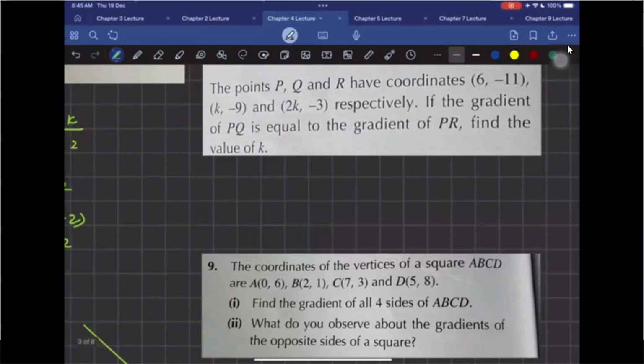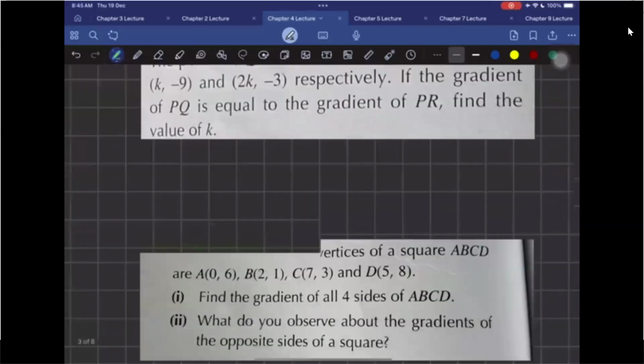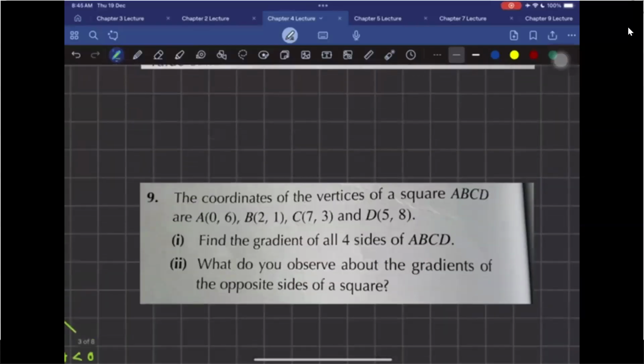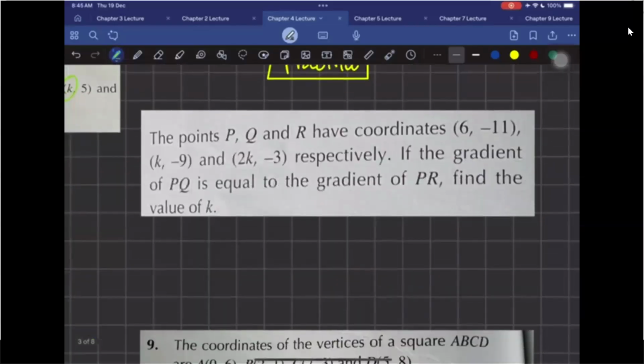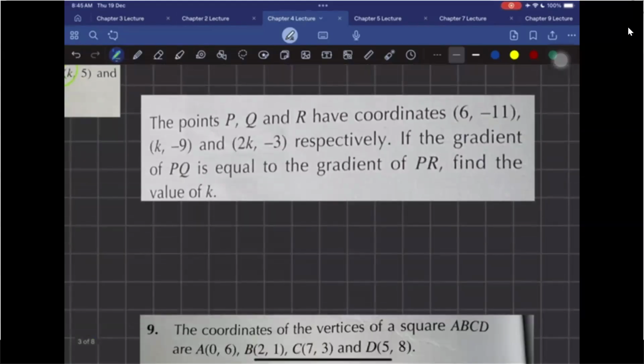So again, do pause the video and try out these questions. I will do one of it, the other one I'll go through during lesson. Okay. So P, Q, R have coordinates. So they gave you the coordinates. If the gradient of PQ is equals to the gradient of PR, find the value of k.